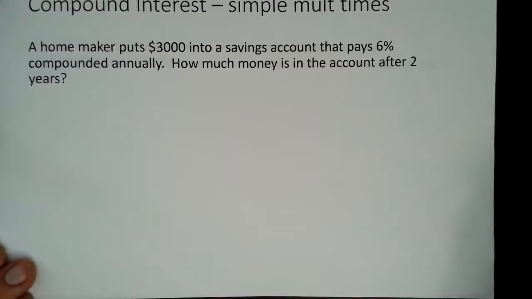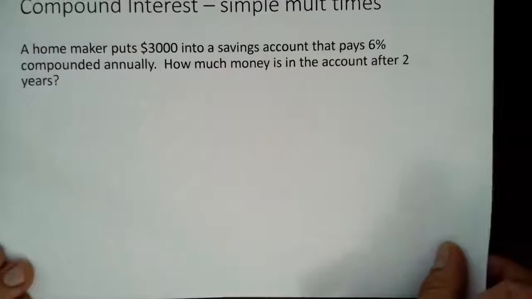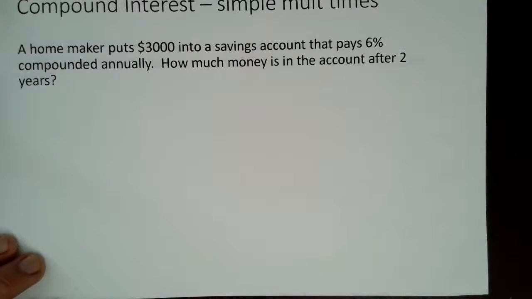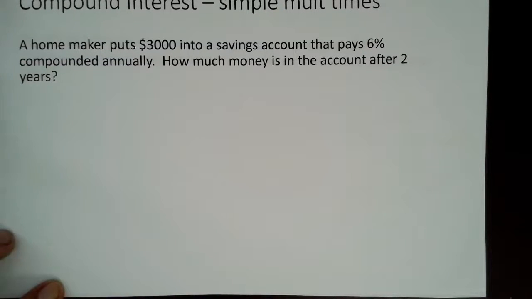So this is compound interest. Now we're going to calculate compound interest. A homemaker puts $3,000 into a savings account that pays 6% compounded annually. How much money is in the account after 2 years?